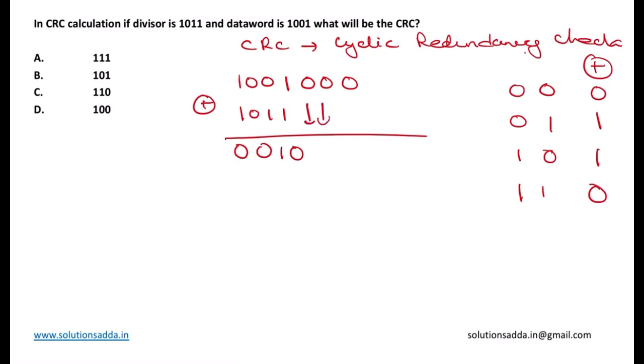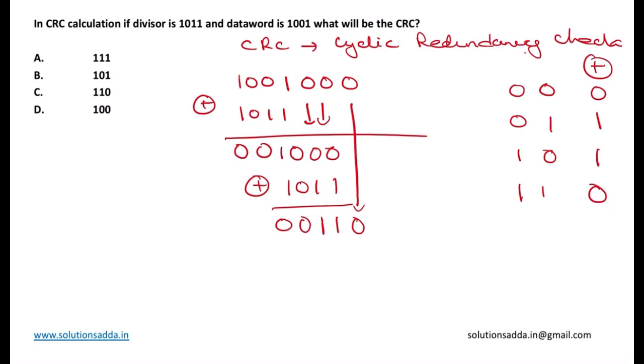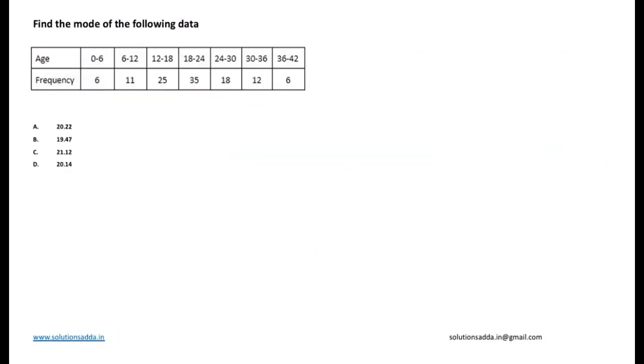We'll bring down these 2 zeros and again we'll perform XOR operation with the divisor, that is 1011. 1 1 is 0, 0 0 is 0, 0 1 is 1, 0 1 is 1 and we'll bring down this 0. So since we appended 3 zeros in the end, therefore CRC would be 3 bit, hence 110 is the CRC. And according to the option C is correct, hence C is the correct answer for this question.